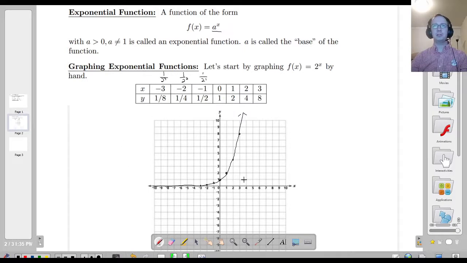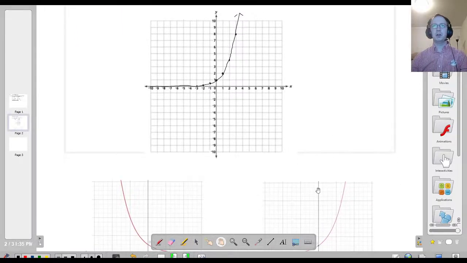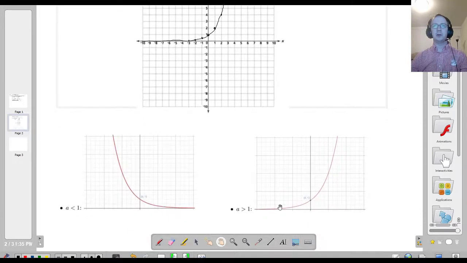And it turns out that even though this was just one specific exponential function we graphed with a base of 2, all exponential graphs are going to follow the same basic pattern. So the one that we just had is a good example of when your base is bigger than 1. They'll always look like that same shape we just had, and they'll go through the point 0, 1, because anything raised to the 0 power is 1.